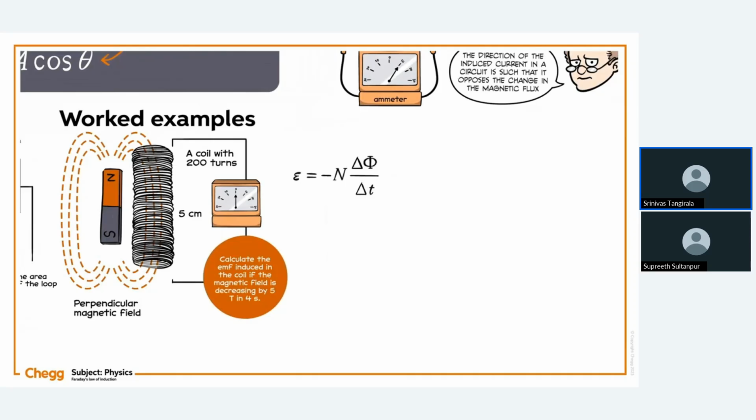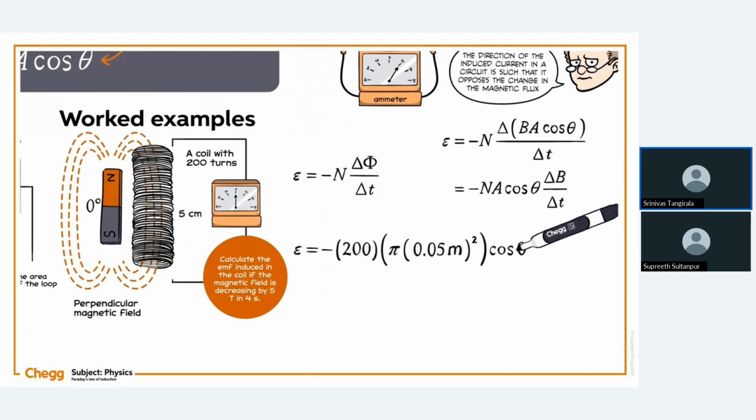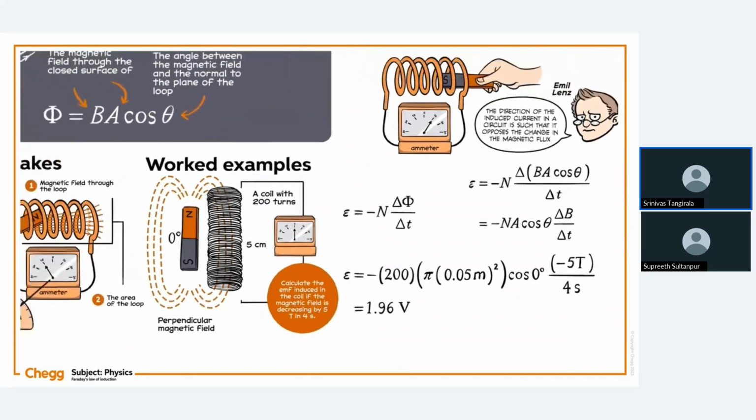Substitute the flux expression. Here, the magnetic field is changing with time. Therefore, the magnetic field is perpendicular to the loop, which means that the angle between the magnetic field and the normal to the plane of the loop is 0 degrees. Substitute the given values and calculate the EMF.